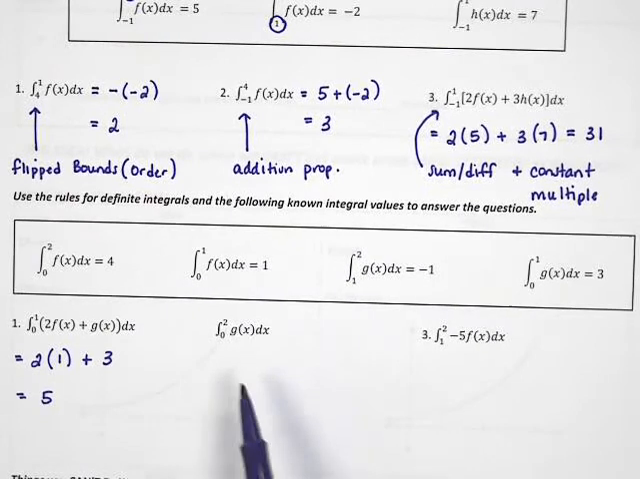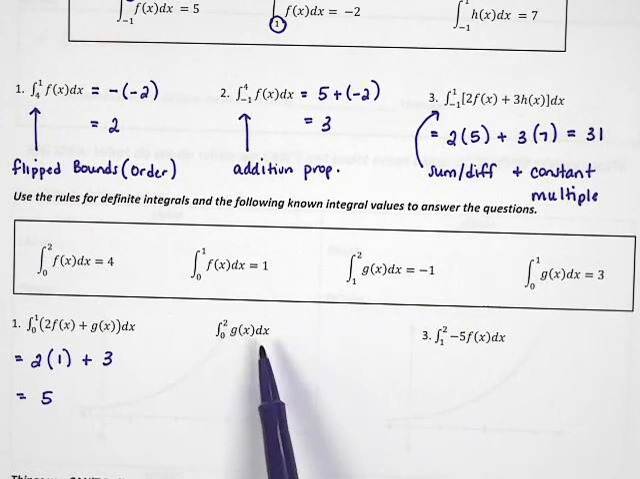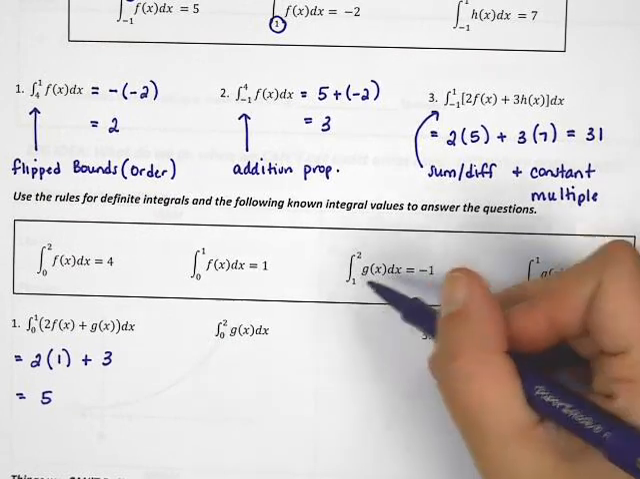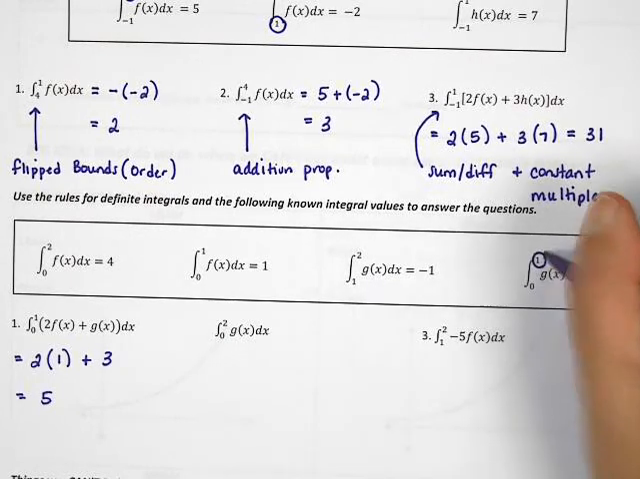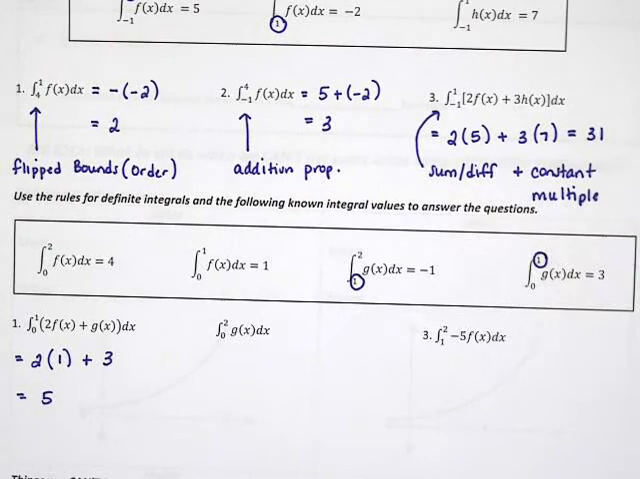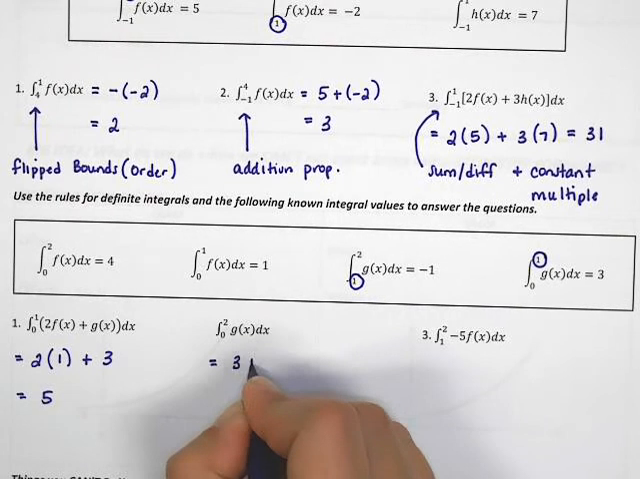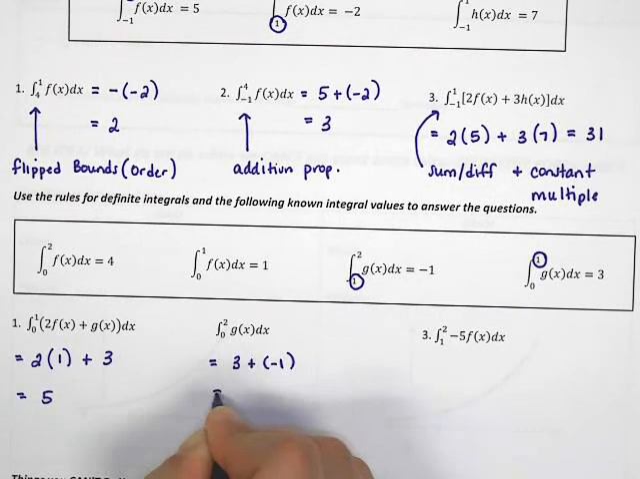Now, if I want to know the integral from 0 to 2 of g of x, I can see I know from 0 to 1 and I know from 1 to 2. So the end of this integral is the beginning of this one, which means I can hook them together and add them up. So to go all the way from 0 to 2, I would do 3 plus -1, which would just be 2.